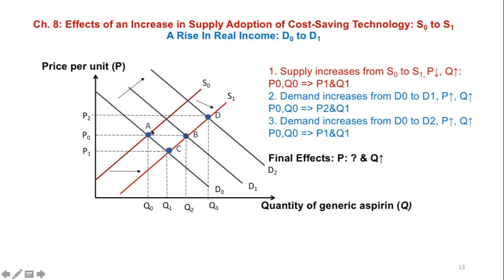Now, the final effect depends on the size of the shift. If the size of the shift of the demand is greater than the size of the rightward shift of the supply curve, then the final equilibrium point would be at P3, Q3, meaning increasing both price and quantity. But if the final shift of the demand was only from D0 to D1, then the price would be unchanged, but the quantity will be increasing from Q0 to Q2.